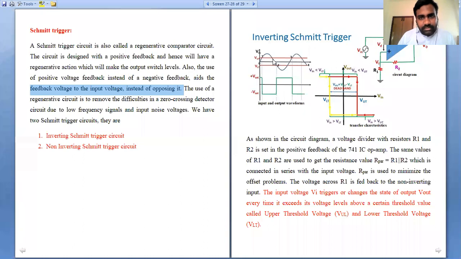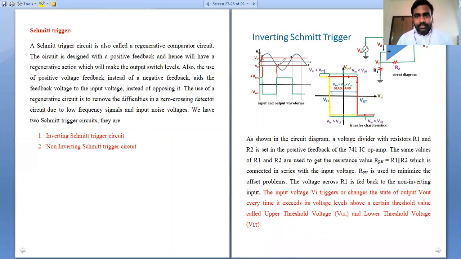Here at this instant, the input voltage is less than the upper threshold voltage. But what actually happened from this instant to this instant: the entire output voltage is minus VSAT. Stick to that point, this is very important. We will discuss why this happened.